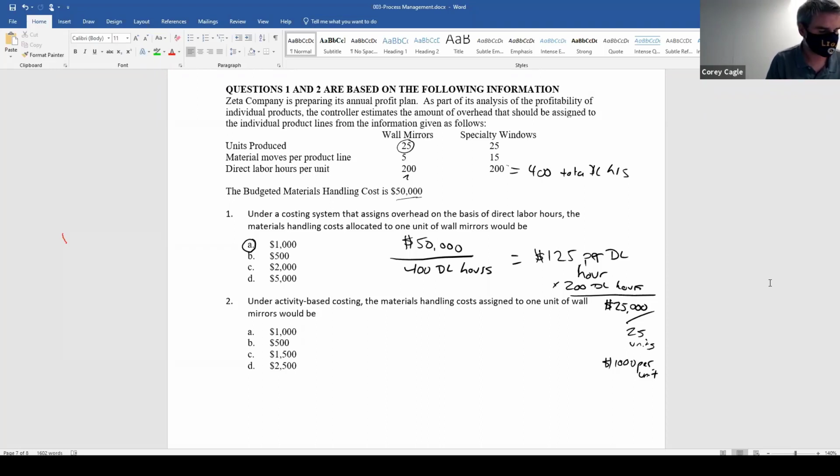Wouldn't it be better to allocate that to the two product lines based on how many material moves are needed per product line? So activity-based costing would have us develop that cause and effect relationship and say that $50,000 material handling cost needs to be dealt with based on material moves. We're still getting the total. Always get your rate by taking the total budgeted numbers, not piece by piece, right?